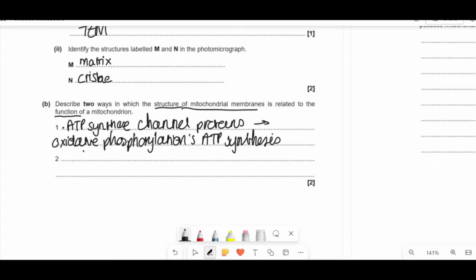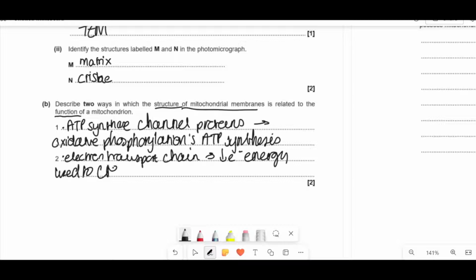Well, it's also got the electron transport chain. And that's important because it's the decreasing energy. So the decreasing electron energy is used to create a proton gradient. It says mark as continuous prose, so make sure you just really write these in full sentences. I'm lazy, so I'm doing it this way.